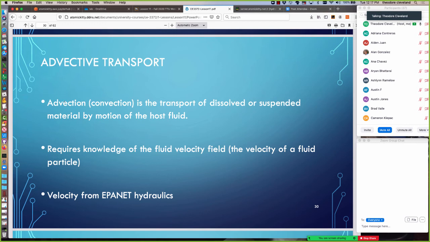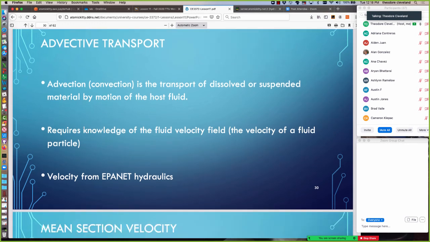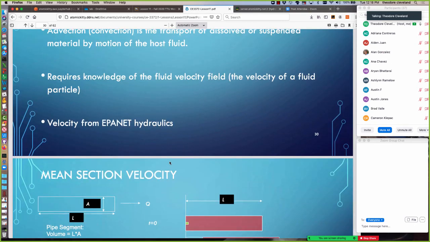But I will mention that advection is the transport of dissolved or suspended material by motion of the host fluid. For example, when you get into an automobile, if you consider the automobile itself to be the host fluid, you are advected because the automobile moves. To describe advective transport, we have to have knowledge of the velocity field. And velocity, as you recall, is both speed and direction. In the case of a hydraulic network, we know the direction because we created the network, and then the speed is relatively easily computed from the network hydraulic equations.